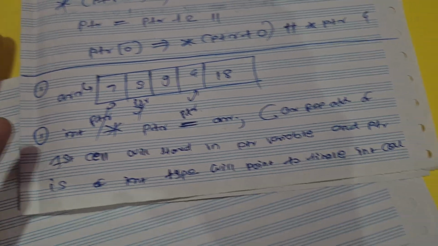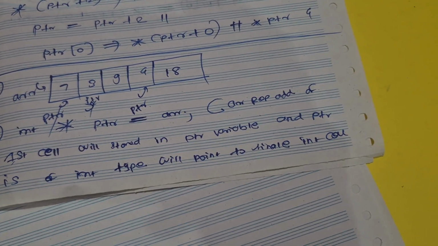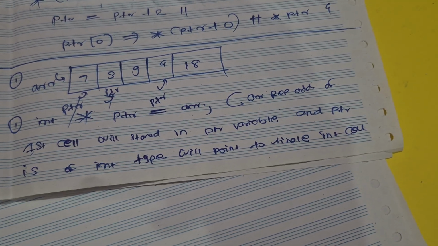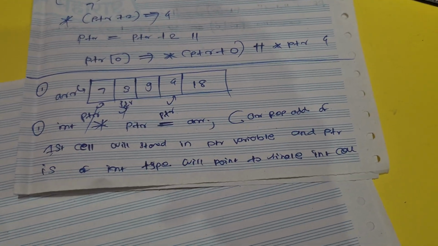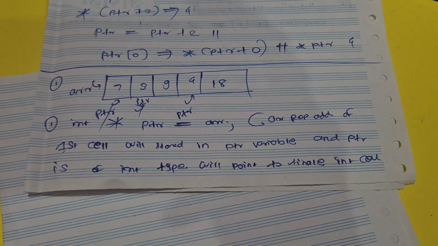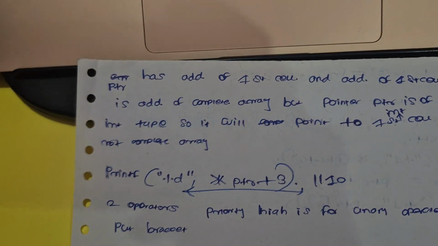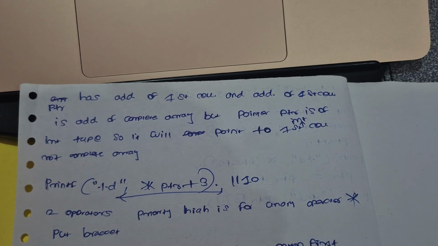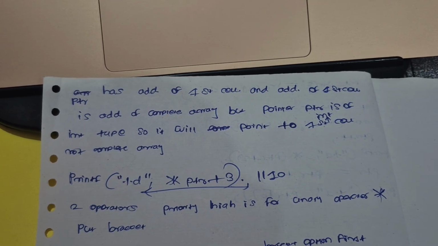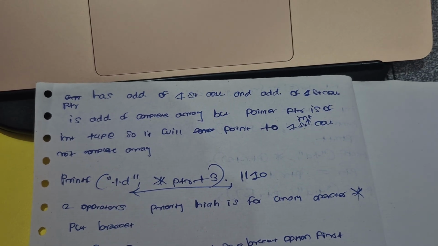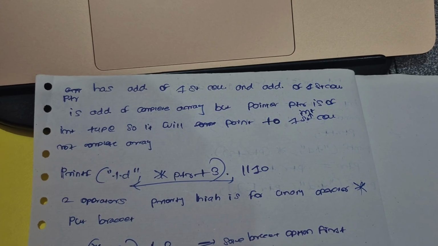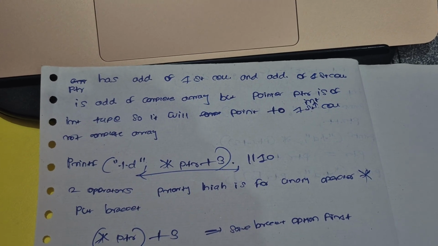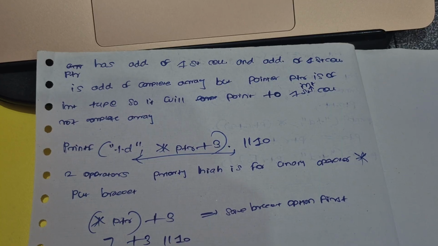So what they have given: the array represents the address of the first cell, which is stored in the pointer variable, and the pointer is of int type, so it will point to a single integer cell. The integer pointer would point to a single integer cell only, and has the address of the first cell, and the address of the first cell is the address of the complete array, but the pointer is int type, so it will point to the first int cell, not the complete array.